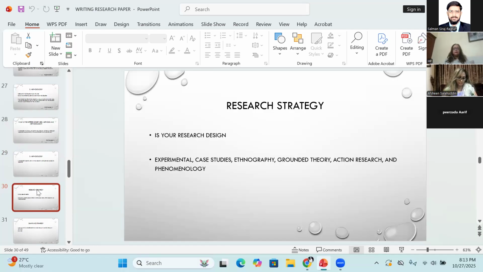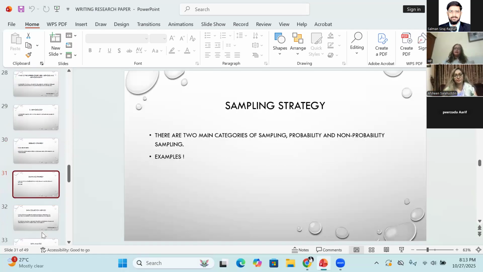So here you have to define what is your research design. Is it experimental? Is it case study, ethnography, grounded theory, action research, or philology? I mean, any of these mentioned research designs is up to you, but you have to very clearly define it in your paper writing.